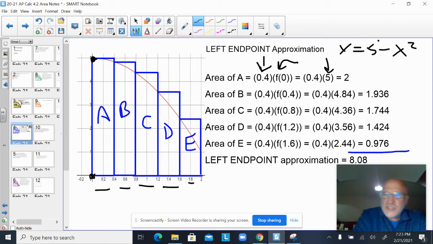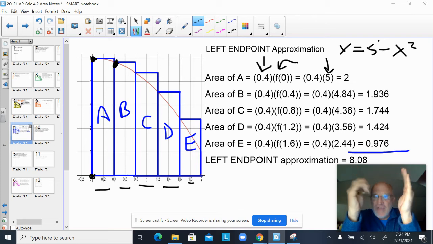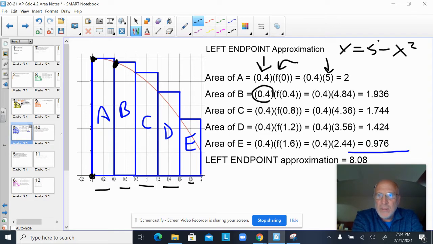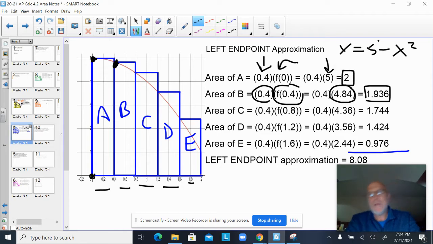Rectangle B is still 0.4 in width. But as far as the height, to use my left endpoint approximation, this point right here, that y value is the function evaluated at 0.4. My interval goes from 0.4 to 0.8. The left endpoint is 0.4, so that's why this says 0.4. That's just the width of the rectangle times f of 0.4. That's whatever the y value is at 0.4. And again, I did the math. That turned out to be 4.84, and I multiplied it by 0.4. I got 1.936. That's the area of rectangle B. 2 is the area of rectangle A. Then I'm just going to keep going.